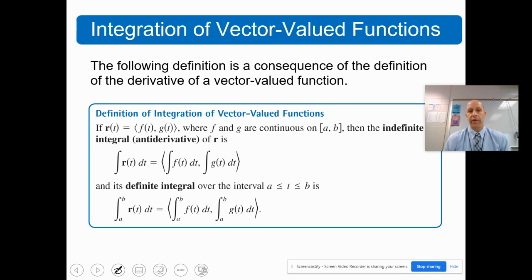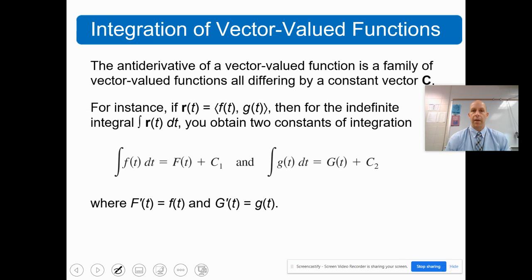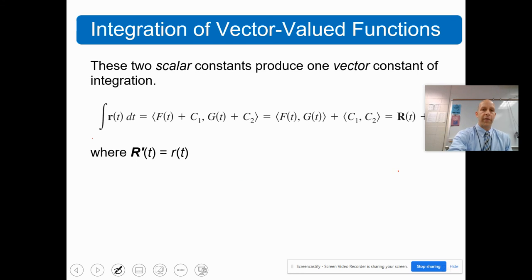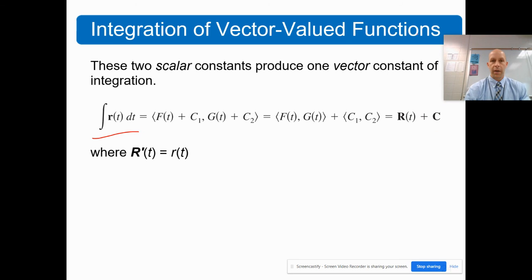All right, integration of vector valued functions. Guys, it's basically the same thing. The antiderivative of a vector valued function is a family of vector valued functions, so you're just basically going to do C1 and C2. So for example, if I want to find the integral of r of t dt, it is simply going to be the antiderivative of f of t plus c1, comma, the antiderivative of g of t plus c2. And so that would be simply the antiderivative of r of t plus c.